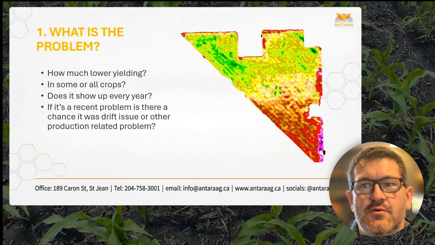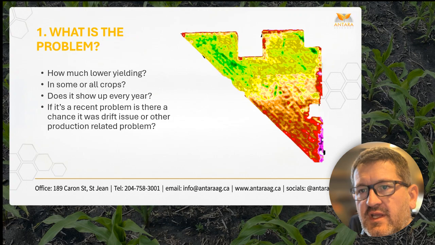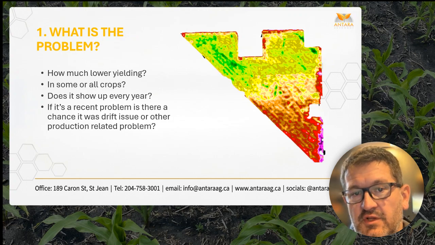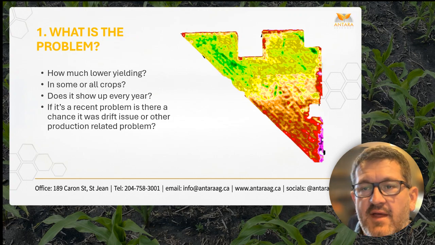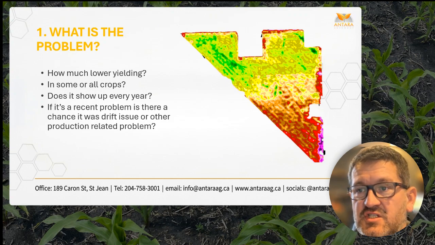First of all, we have to identify what the problem is. How much lower yielding is this area? Does it only show up in some or all crops? Because different crops, soil textures, fertility, and weather can all affect crops differently. Is it something that's repeatable and shows up every year?